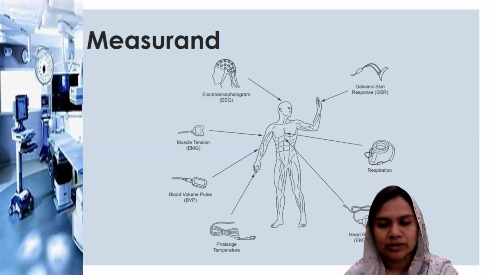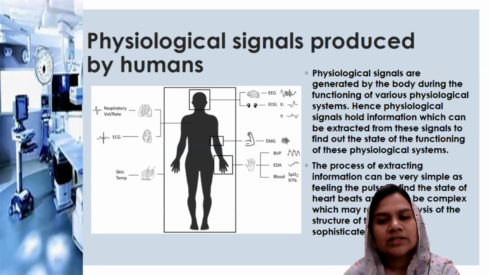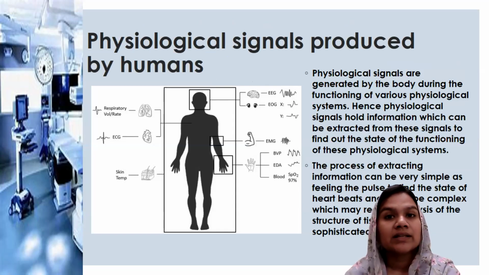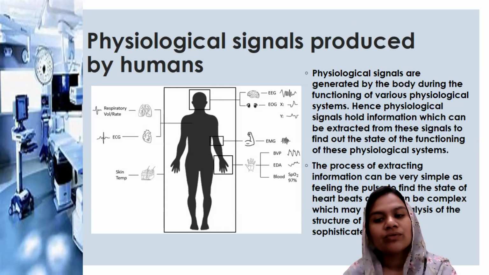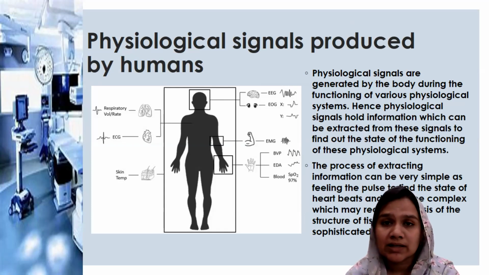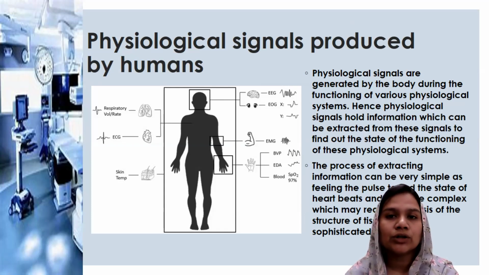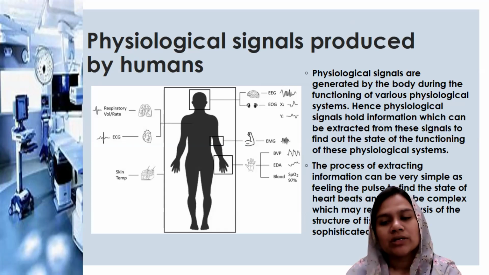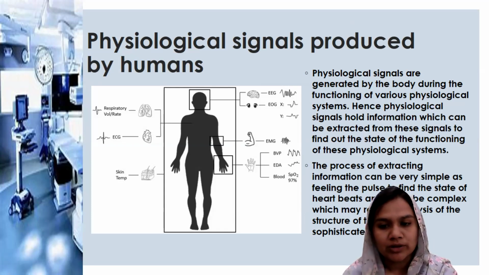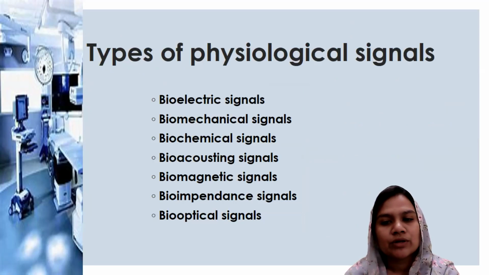The physiological signals are generated by the body during the functions of various physiological systems. Hence, these physiological signals hold information which can be extracted to find out the state of functioning of these physiological systems. The process of extracting this information may be easy, for example sensing the pulse of the heartbeat, or it may be difficult, such as seeing the structure of a live cell using sophisticated instruments. These are the types of physiological signals.